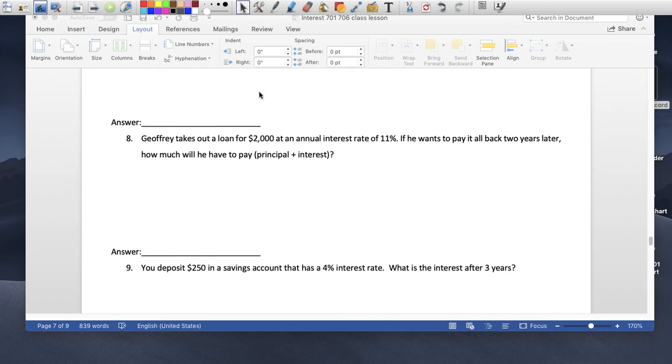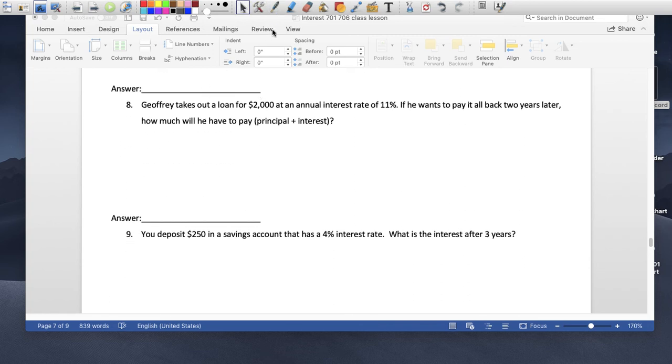Number 8, Jeffrey takes a loan, right? So again, it's the opposite of depositing. He takes a loan for $2,000 at an annual rate of 11%. Yikes. He wants to pay it all back 2 years later. How much will he have to pay, principal plus interest?